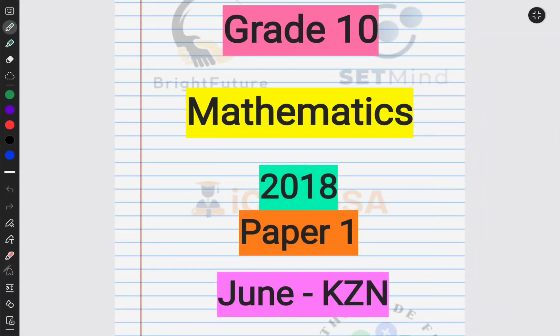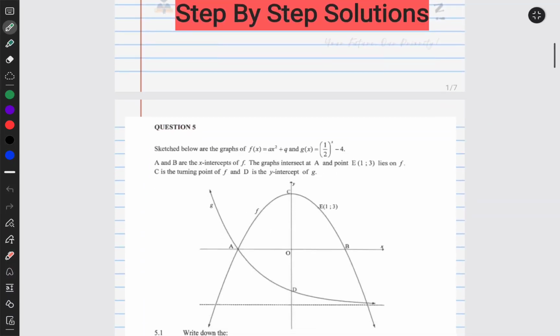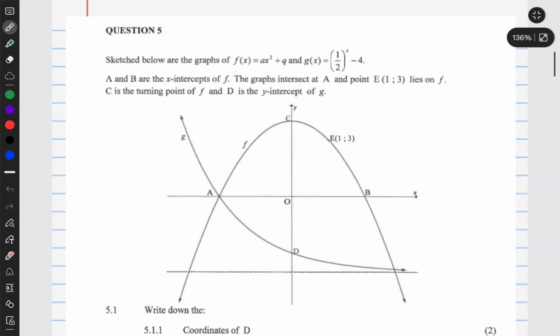In this video, we're going to be doing a past paper. This one is from 2018, and the area of focus is once again functions.